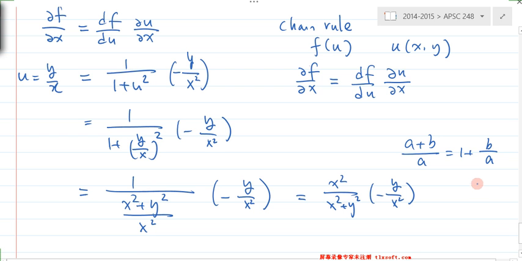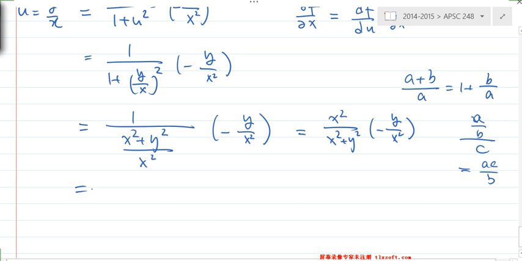Now this is one thing I mentioned in the previous lecture. A over B over C equals what? AC over B, not A over BC. Okay? So this cancels, and you end up with, okay, that's much simpler, right? Much neater, brief and clean. So negative y over x squared plus y squared.